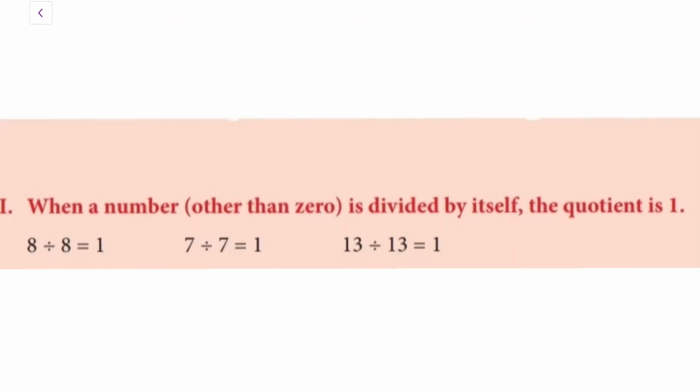Okay, let's look at some of the properties of division. Here's your first property. When a number other than 0 is divided by itself, the quotient is 1. What do I mean by that? Let's take an example. 8 divided by 8. Here you can see when a number other than 0, that is 8, is divided by itself, the answer is 1.